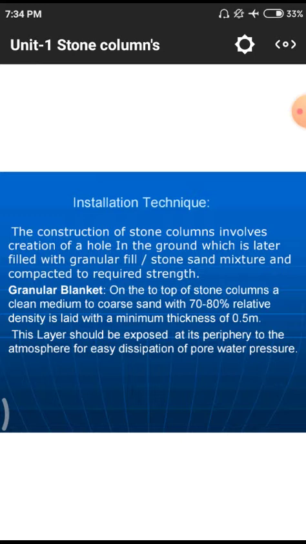On top of the stone column, a clean medium to coarse sand with 70 to 80% relative density is laid down with a minimum thickness of 0.5 meters. That means nearly 1.5 feet. A granular blanket means that under the top surface of the stone column we have to use a clean medium to coarse sand.